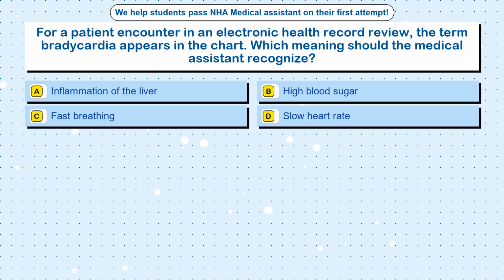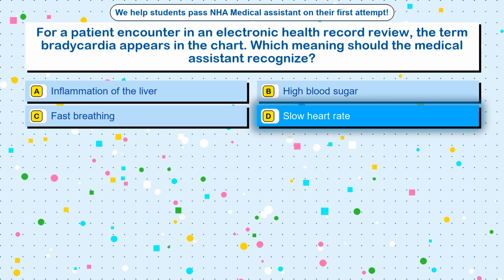Question 90. For a patient encounter in an electronic health record review, the term bradycardia appears in the chart. Which meaning should the medical assistant recognize? Option A. Inflammation of the liver. Option B. High blood sugar. Option C. Fast breathing. Option D. Slow heart rate.